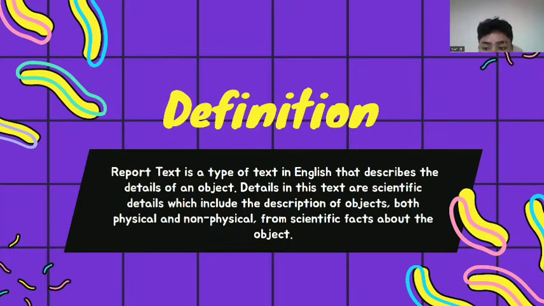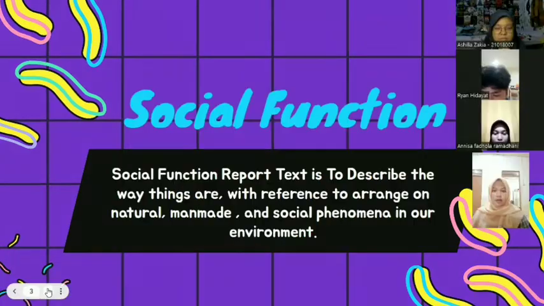Although report text and description text are almost the same, they are actually two different texts. Report text tends to lead to scientific, factual text, and it's more general than description text, so that there is no subjective opinion from the authors. The social function of report text is to describe why things are as they are, with reference to a range of natural, man-made, and social phenomena in our environment.